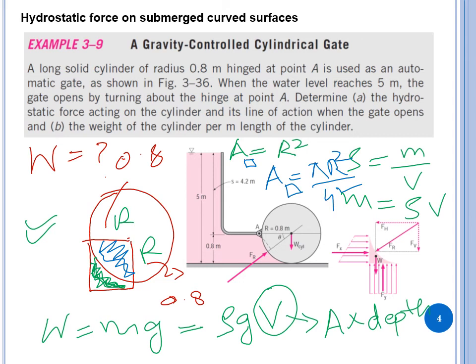So we subtract this area from this area, and that will give us the area of the fluid. So area of the fluid is going to be simply r squared minus pi r squared over 4, and that multiplied with depth will give us the volume. So since we have found volume here, we know the density, we know the g, then we can find out weight of the fluid.